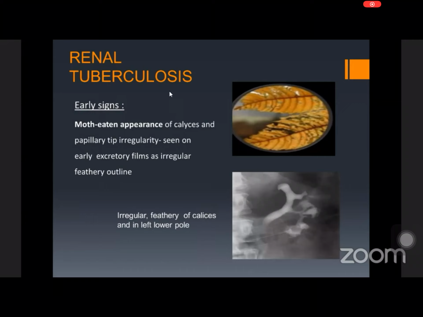Now coming to some common pathologies which can be seen in IVU, renal tuberculosis. The earliest sign in renal tuberculosis is the moth-eaten appearance of the calyces and papillary tip irregularities. What we see here is the irregular fuzzy appearance of the lower pole calyces. We can see the upper pole calyces are well defined, whereas on the lower pole, the calyces have an irregular and fuzzy outline. This has been described as a moth-eaten appearance.